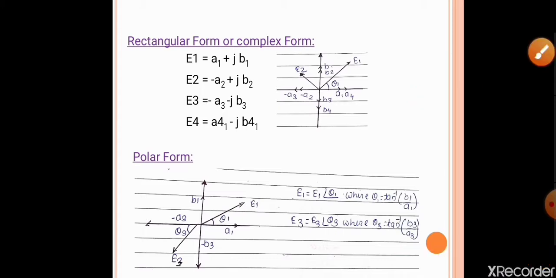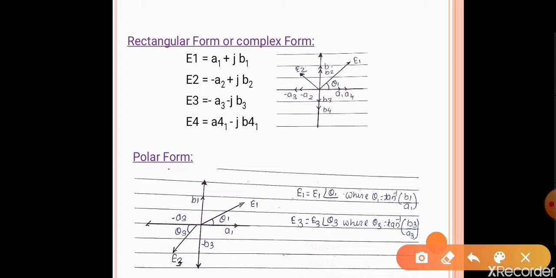Next, the polar form. In the polar form, the voltage E1 is present in quadrant 1, whereas the voltage E3 is present in quadrant 3. If you resolve E1 into x component and y component, we get A1 and B1. If you resolve E3, we get minus A3 and minus B3. In the polar form, the equation is always written in terms of magnitude and an angle with respect to the voltages or the currents.